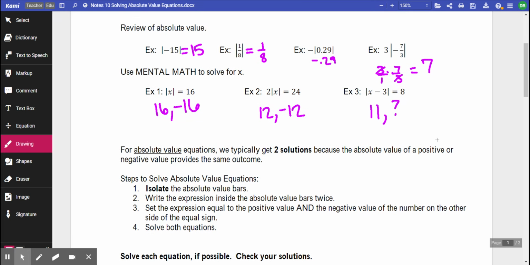All right, so I'm going to come back up here. And I'm going to solve this equation right here using those steps that we just said. Okay, so here's one of my bars, here's the other bar. It's by itself on the one side of the equal sign. So now what I'm going to do is I'm going to write it twice. X minus 3, x minus 3. Then I'm going to set it equal to the positive version of what it's equal to and the negative version. All right, so then we undo minus 3 by adding 3 to both sides. We get x equals positive 11. We undo by adding 3 to both sides, and we get x equals negative 5. So there was our other solution.